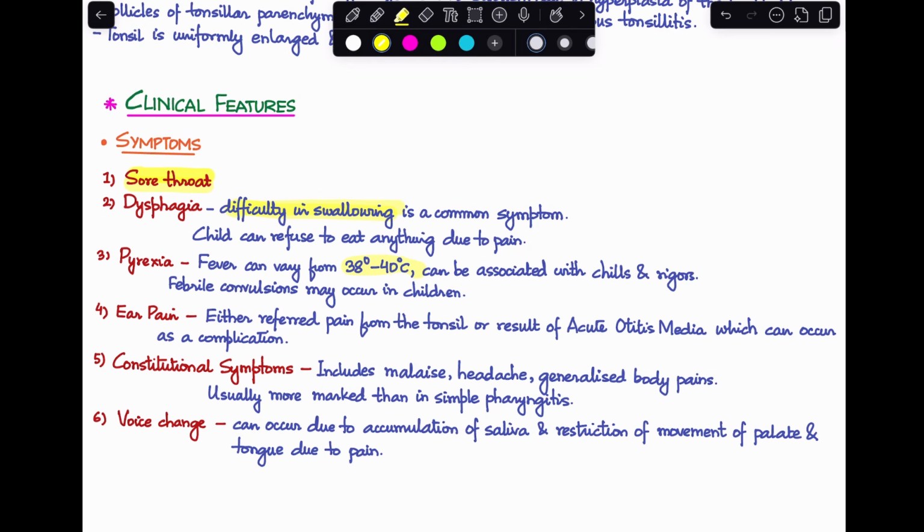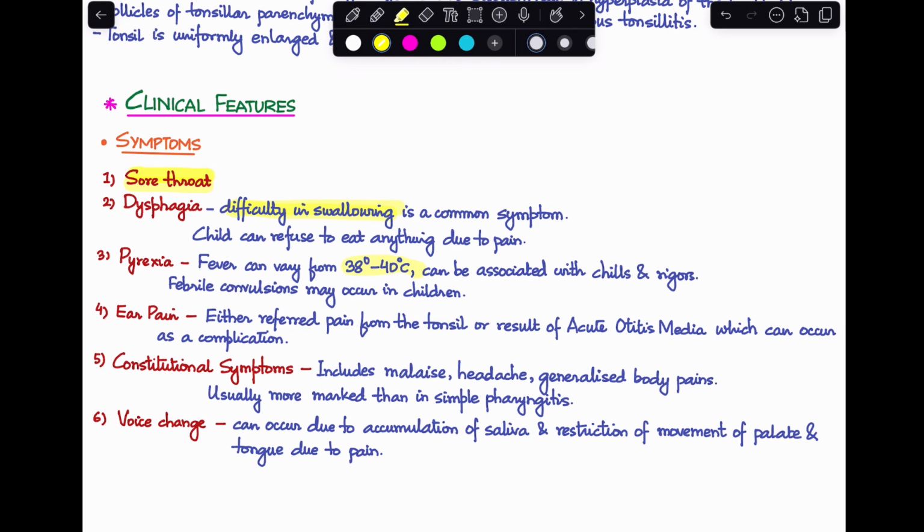Then another symptom that sometimes may not correlate, they can directly come to you with pain in the ear. Now, sometimes they may not have a prominent difficulty in swallowing. They can come to you with a pain in the ear, and then when you check the ear, you see that the ear is absolutely normal.